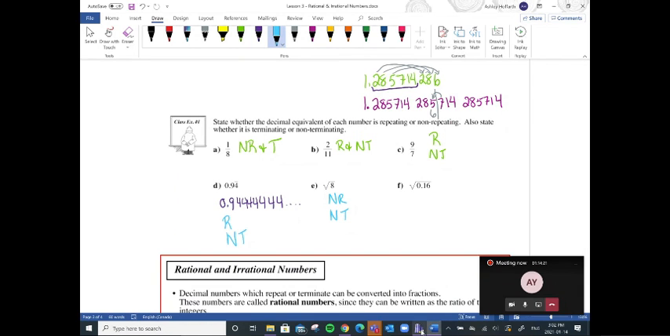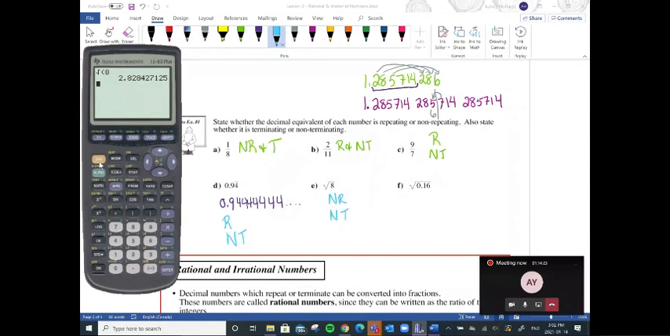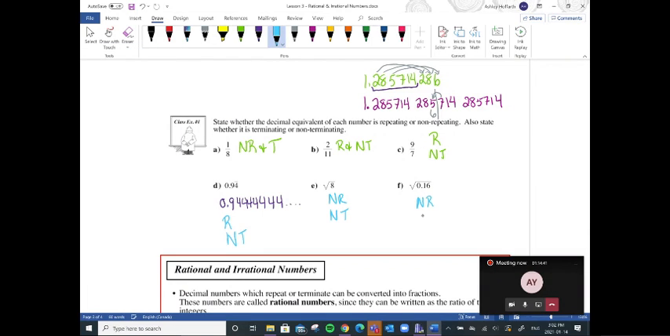And then the square root of 0.16, that's our last one. So square root of 0.16 is 0.4. So that's definitely non-repeating, right? It's just 0.4, and also terminating because it stops there. So that is non-repeating and terminating.